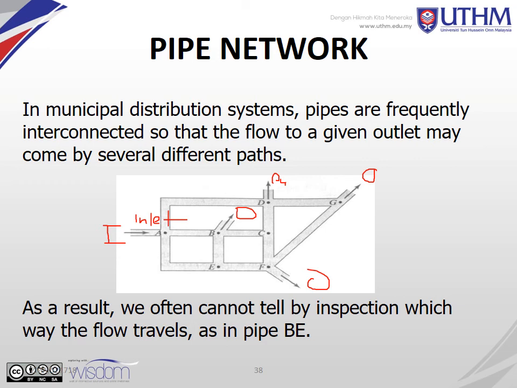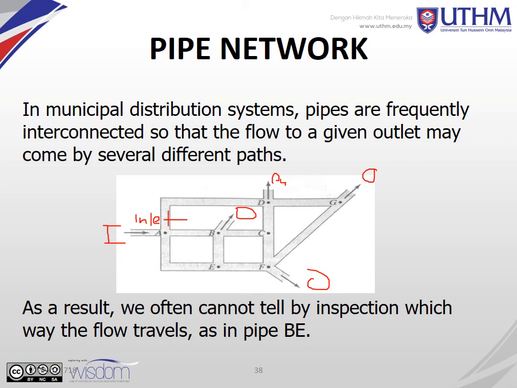Okay, so we look at the pipe network here. You can also look at YouTube on how to find the discharge in this pipe, because this is a pipe network. The distribution pipe systems are frequently interconnected, so the flow to a given outlet may come by several different paths. As a result, we often cannot tell by inspection which way the flow travels, as in pipe BE.